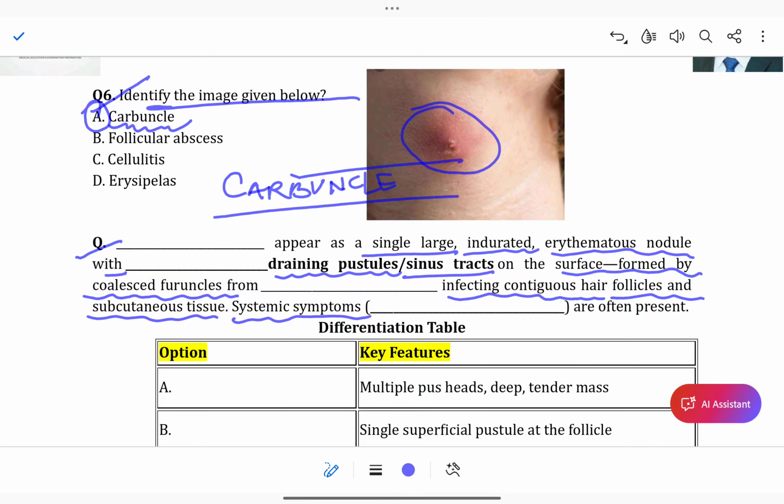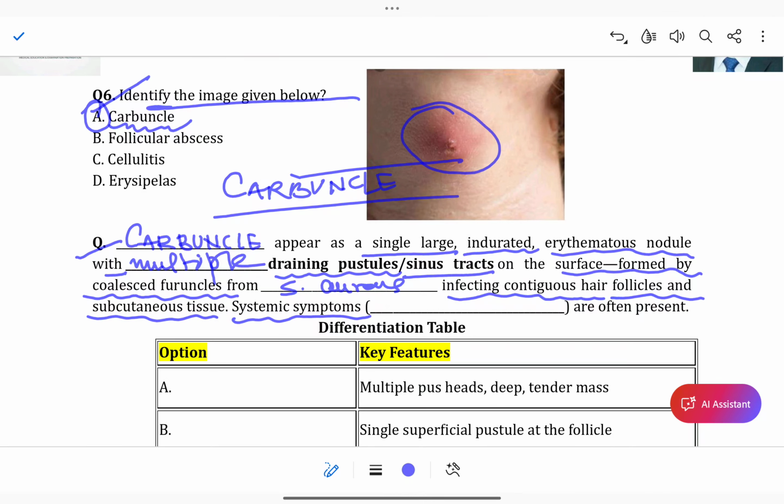Again, the carbuncle, this is our answer also. C-A-R, car, remember it, B-U-N-C-L-E, carbuncle. It appears as a single large indurated erythematous nodule with multiple draining pustule sinus tracts on the surface, formed by coalesced furuncles from S. aureus. Staphylococcus aureus is the causative agent of this carbuncle.